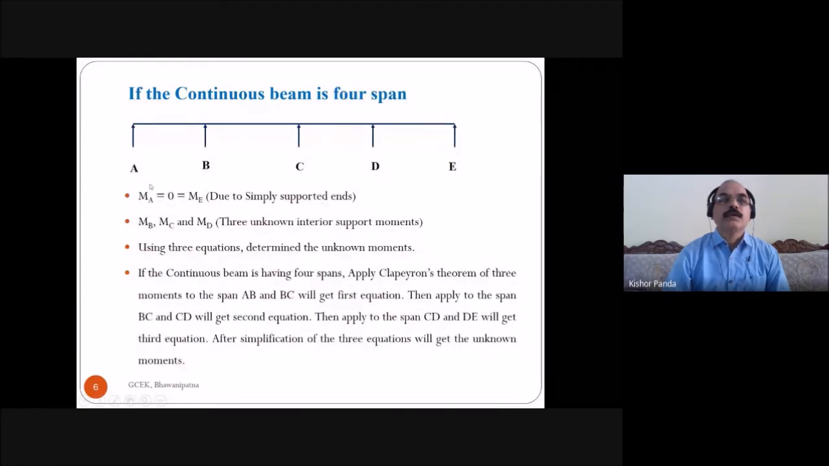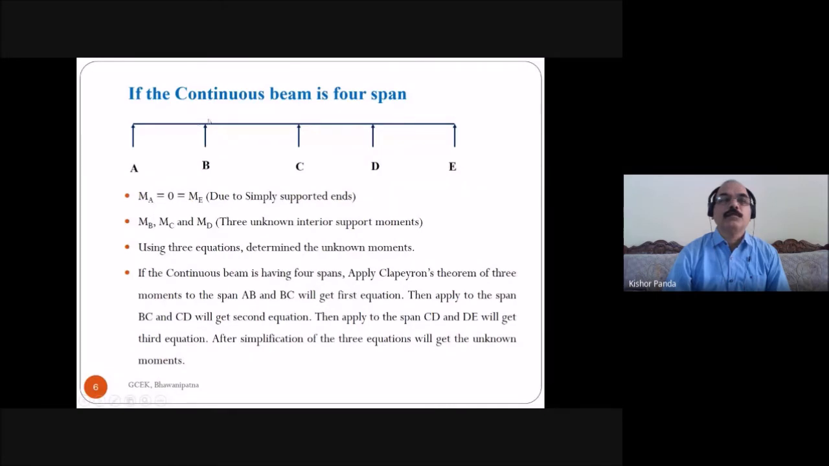Look at this figure. Here there are four spans, A, B, C, D, E. Both ends are simply supported. So the moment MA is equal to 0 here and the moment at E is also equal to 0, due to simply supported ends. But these are intermediate supports, the interior supports.